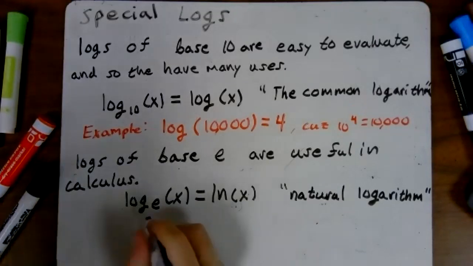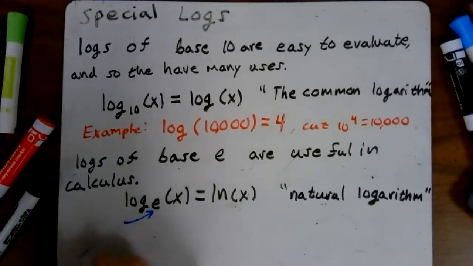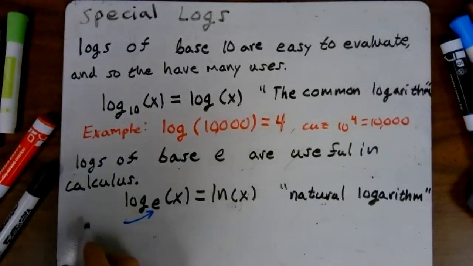So as a reminder, the e there, that's the same e that we saw the other week. e is an irrational number whose value is about 2.7.